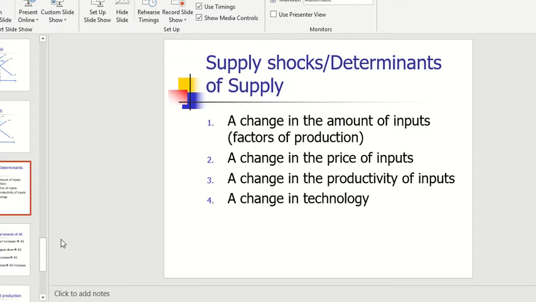We call them supply shocks or determinants of aggregate supply. So these are factors that can lead to changes in the aggregate supply. The list can be much longer than what we have here, of course, but in this classroom, we are just going to focus on these four. The first one has something to do with a change in the amount of inputs. Inputs are also called factors of production. What are inputs?